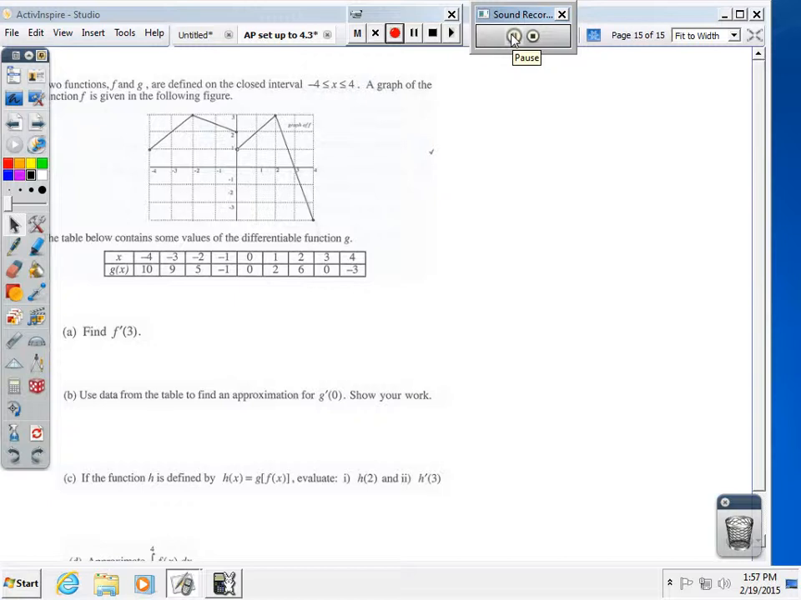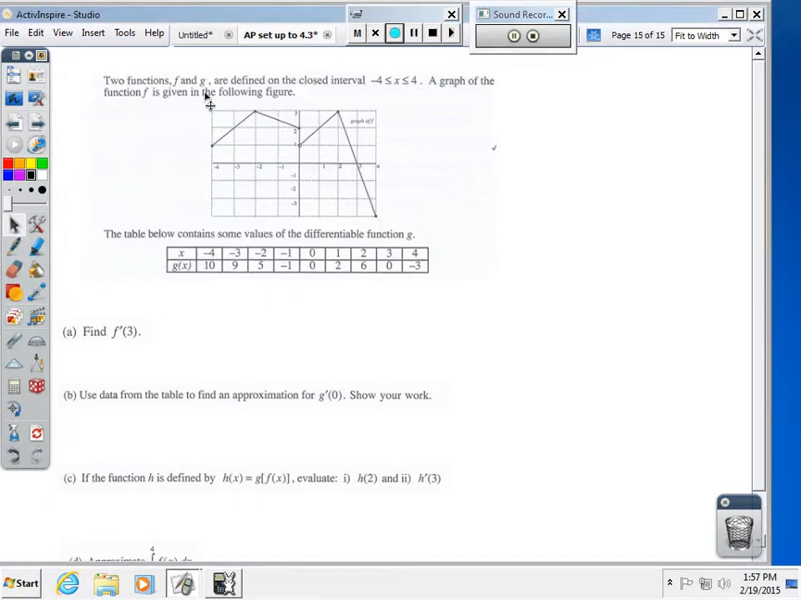Okay, last question, free response question. Need to slide this over a little bit so we can see it. All right, two functions f and g are defined on the closed interval from -4 to 4. So this is the graph of f of x, and here's a table for g of x. All right, first question is they want to find f prime of 3.